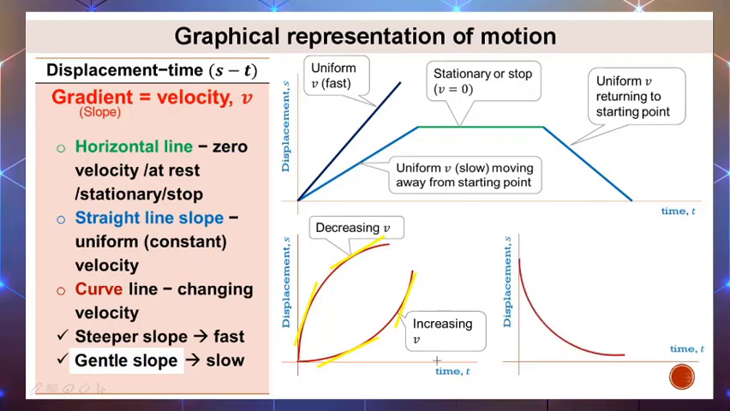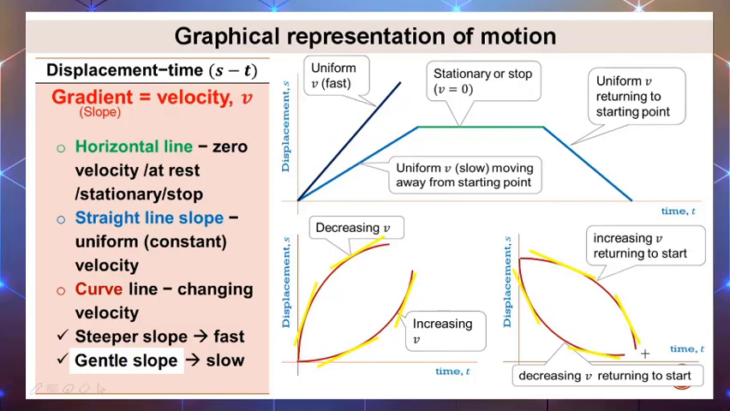Next, when you come across this curve, you can check the slope over here. It is getting less steep, a gentle slope. That means the V is decreasing and it is returning to the start. While for this curve, you can see over here, the gradient is increasing, which means the V is increasing and it is going to return to the start point.